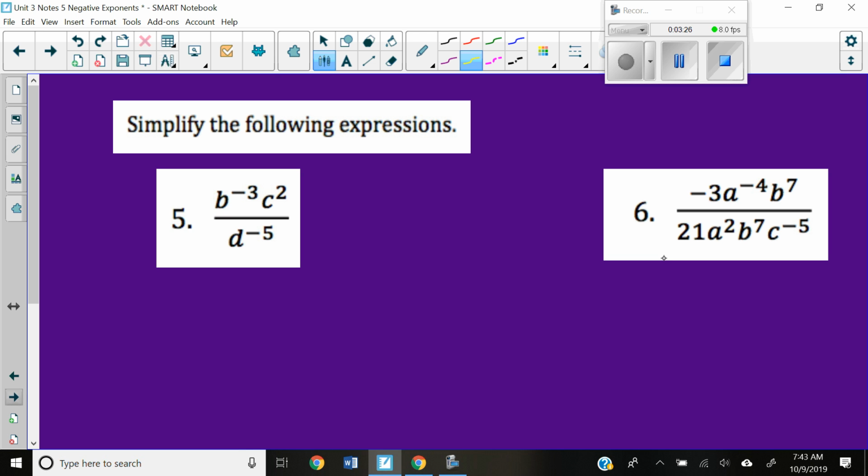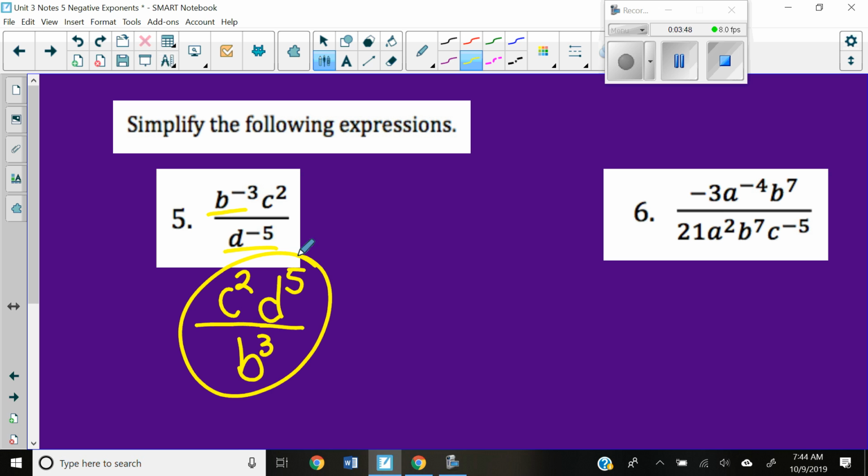All right, so let's go ahead and jump to the backside and take a look at problem 5. In problem 5, I see that my b has a negative exponent and my d has a negative exponent. So c is going to stay where it is. That d is going to move up to the top, and I'm actually going to put it behind the c just to keep things in alphabetical order. And b moves to the bottom, and it becomes a positive exponent.